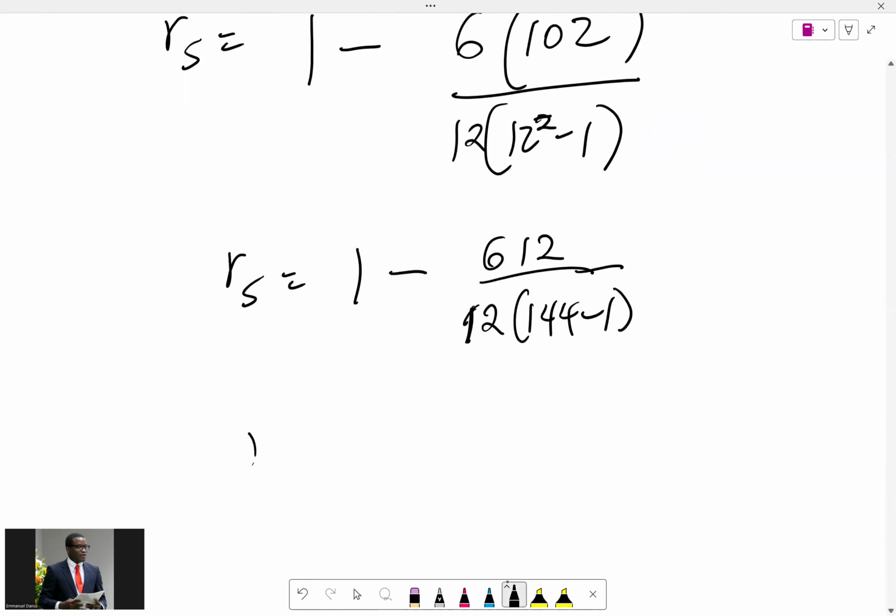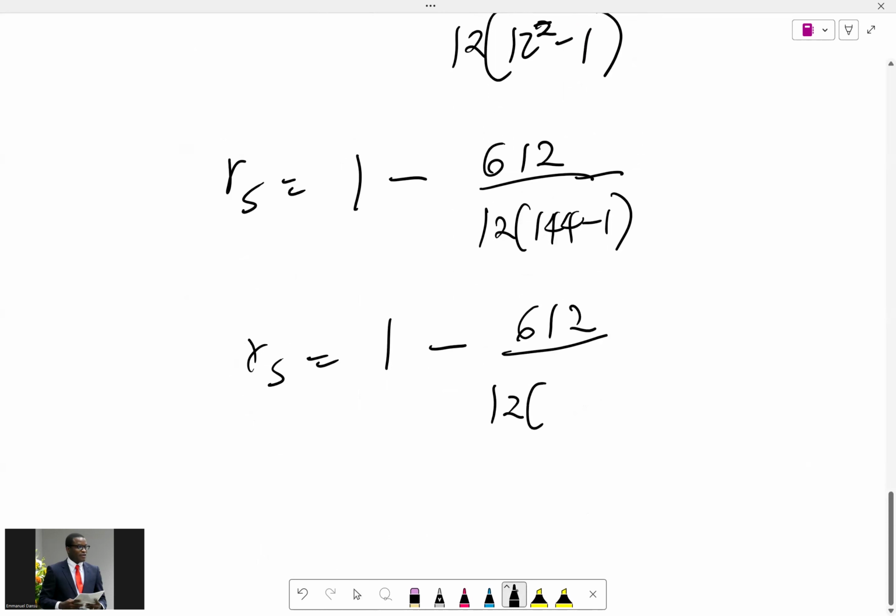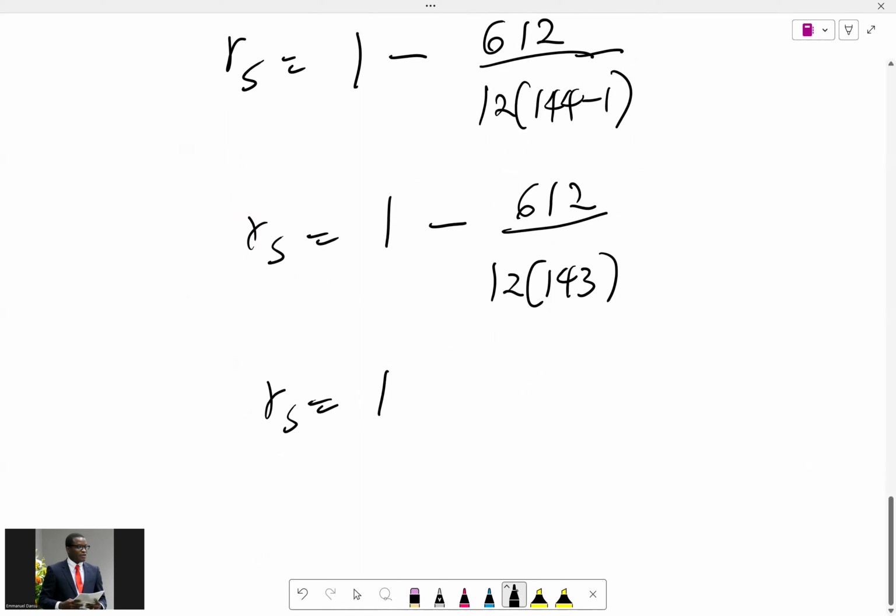Okay, let's do this neatly. That is 12 into 144 minus 1, so 12 into 143. So RS equals 1 minus 612 divided by 12 times 143. Now 12 times 143 is 1716.